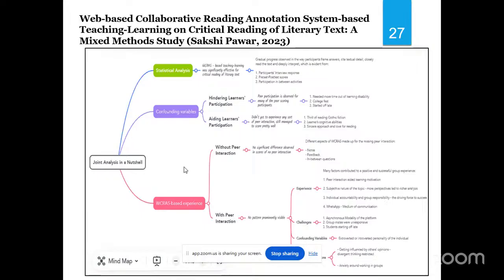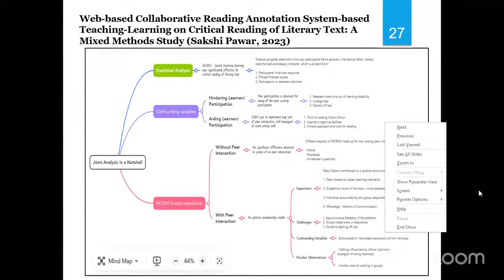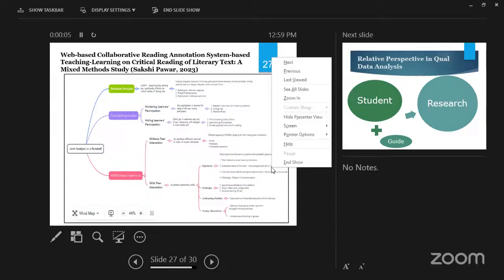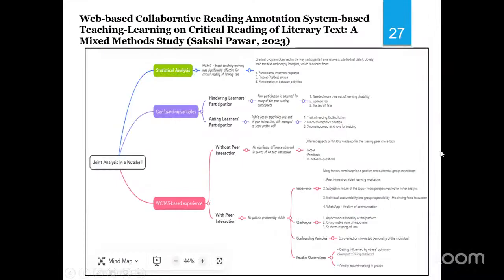Okay, now this is another example. We are seeing these examples especially for the purpose of how the findings could be presented in a variety of manners. So I told you about the concept map a few minutes ago. This is one example where this student Sakshi conducted research on a web-based collaborative reading annotation system used for teaching and learning of English literature. Her findings she has presented in the form of a concept map. So a concept map would look something like this, what you're seeing on the screen. That also could be one of the ways in which it could be presented.